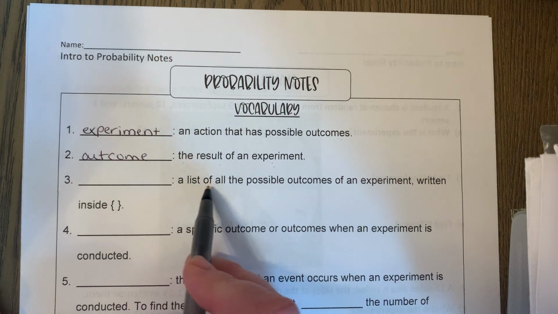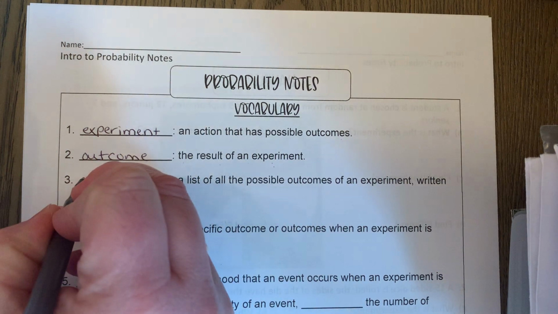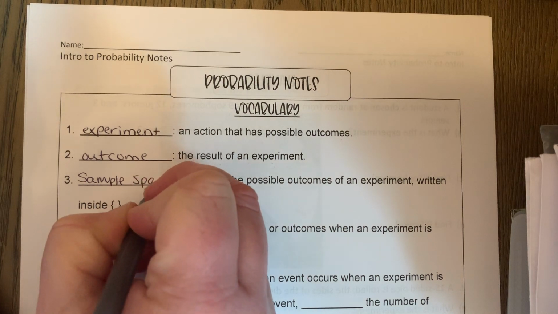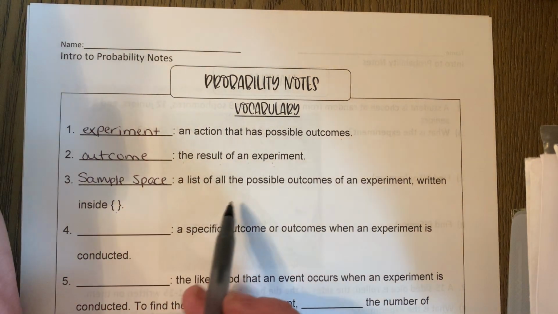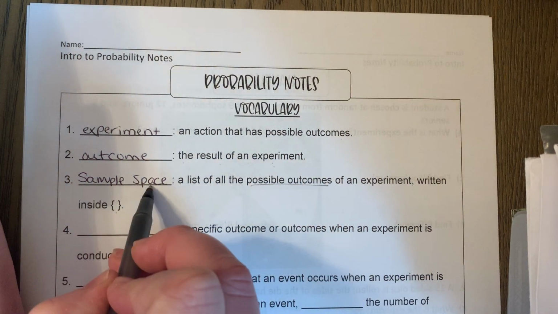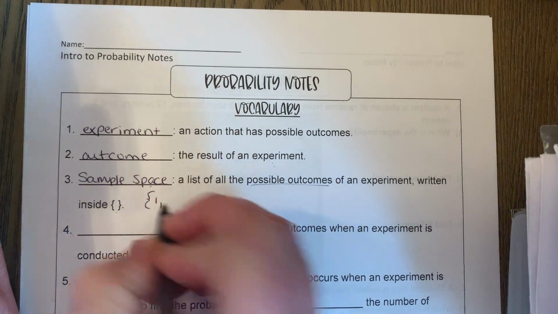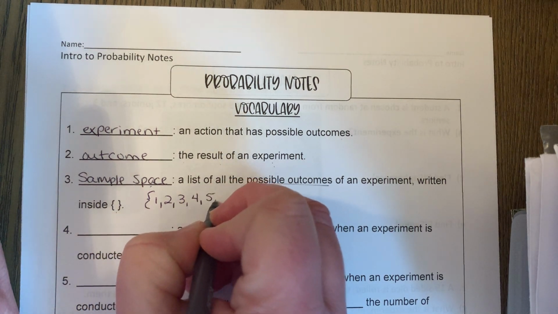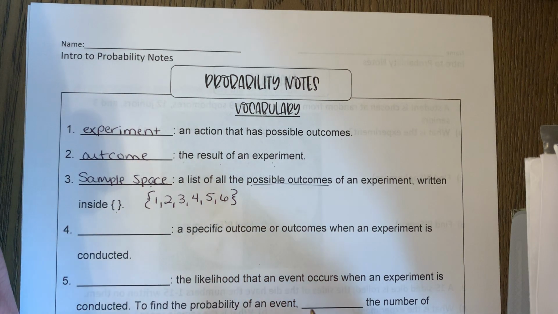Okay, so the next one, a list of all the possible outcomes of an experiment written inside of brackets. This is called a sample space. So, for example, if we would roll a dice, that's the experiment. We're not going to roll it though. So what are the possible outcomes? What could happen? What is the sample space? Well, you could roll a 1, you could roll a 2. So you would write them like this: 1, 2, 3, 4, 5, 6. These are all the things that could happen if you would roll the dice.